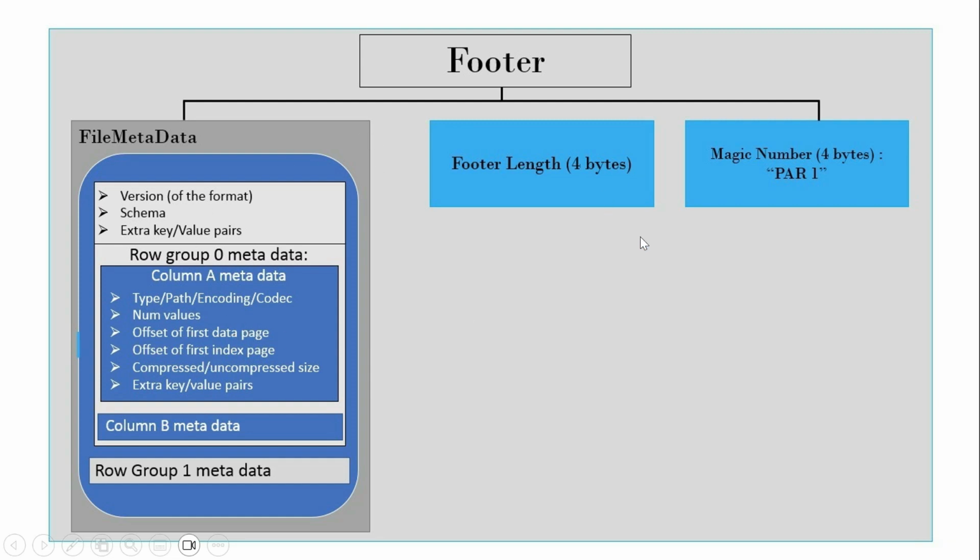The footer also has certain magic number, this PAR1, like that you would see a magic number associated with every Parquet file. But why Parquet is efficient is because it stores this metadata for each of the file. You can look at the metadata and see the min-max that the file stores and decide whether you actually want to go and scan the whole data or not.